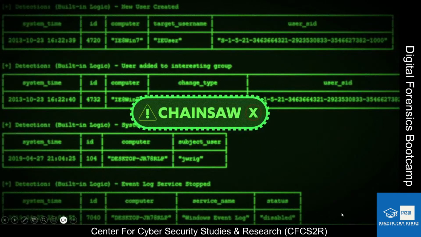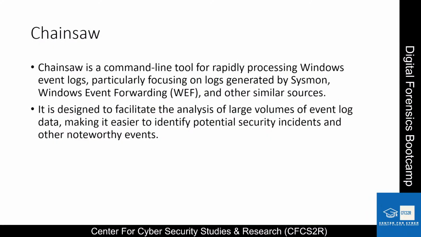Then the next tool is Chainsaw. So what is Chainsaw? Chainsaw is a command line utility for rapidly processing Windows event logs, particularly focused on the logs generated by Sysmon or Windows Event Forwarder. It is designed to facilitate the analysis of large volumes of event log data, making it easier to identify potential security incidents and other noteworthy events. So Chainsaw is a CLI tool, and your event logs will be analyzed using this.